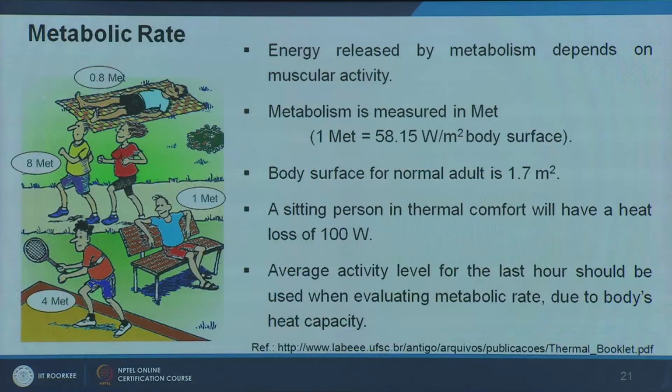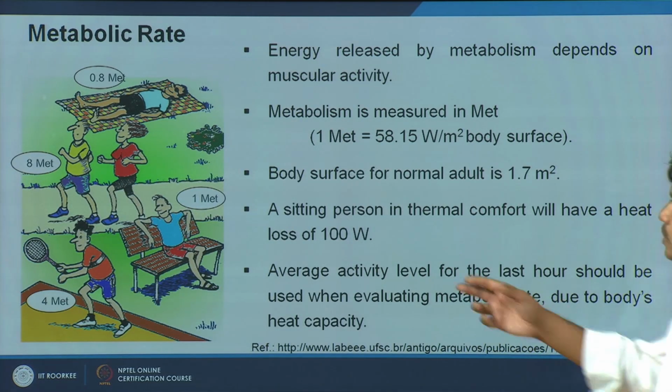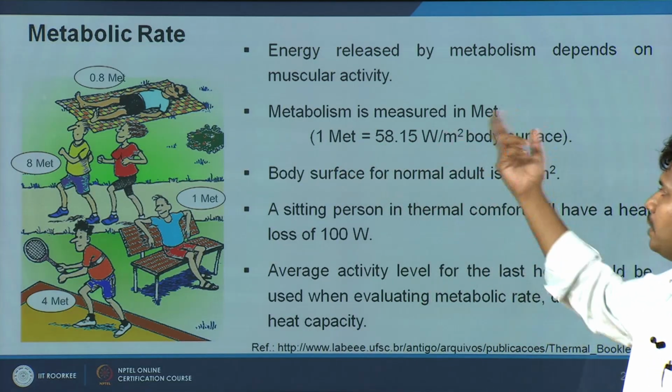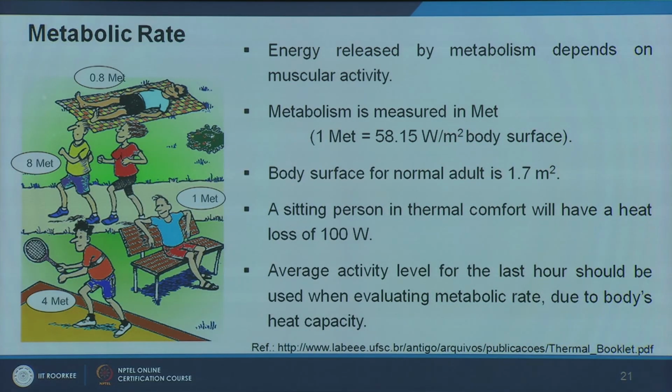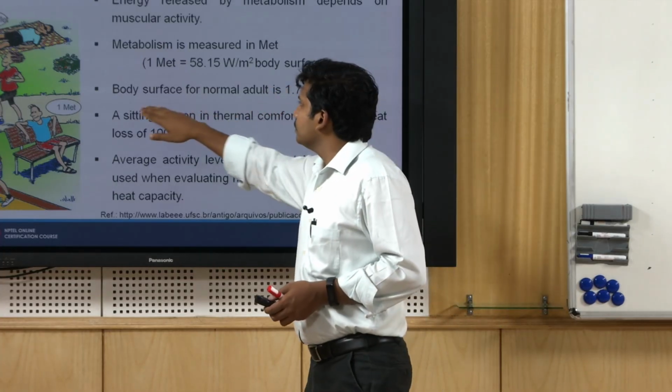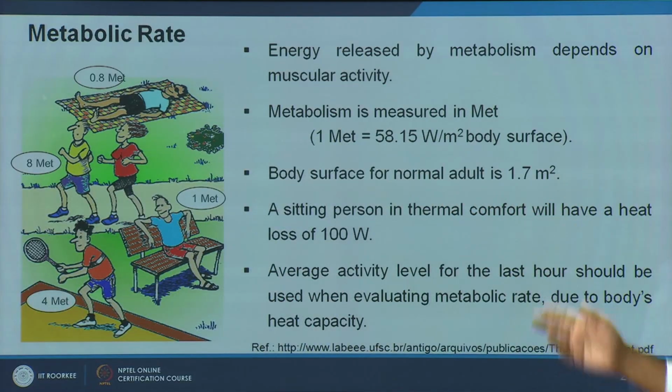First is the metabolic rate. We talked about watts per meter square of body surface. This is typically a scientific measure, but for thermal calculation, to simplify it, we use a term called MET. 1 MET is equal to 58.15 or 58.2 watts per meter square of heat emission. This is equivalent to the body surface of a normal adult, which is around 1.7 meter square.